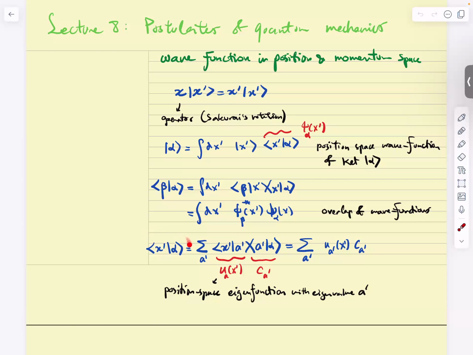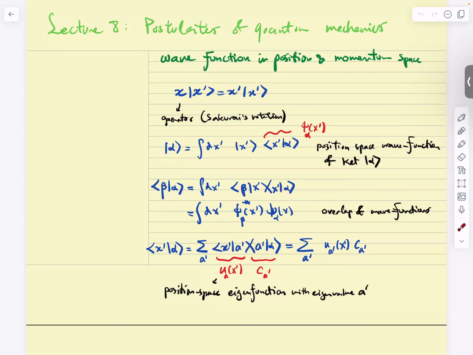Now consider this quantity, which is the wave function of ket alpha in the position eigenbasis, right? So this guy is just this wave function. Now insert a resolution of identity for some observable, your favorite observable. I'm assuming for now that it has discrete spectrum. That's why I put a sum. Otherwise, I'll put an integral, right? So when you do that, what you obtain is you find the bracket of A prime and alpha that we gave a name, c A prime, and then you find the bracket of x prime and A prime.